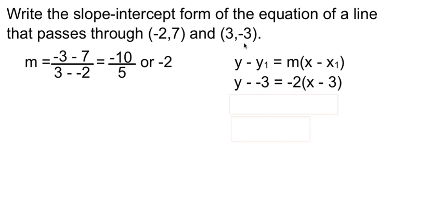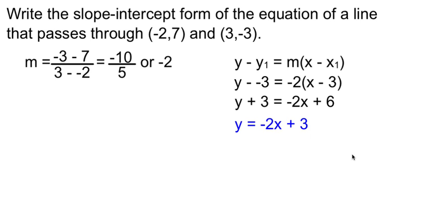I chose the second point. No special reason, I just did. So y minus -3 equals -2 times x minus 3. The -2 here is the slope. It's not the -2 from the other point. It's the slope. Well, let's do a little cleanup work. y plus 3 equals -2x plus 6. Subtract the 3 over and we get our equation, y equals -2x plus 3.